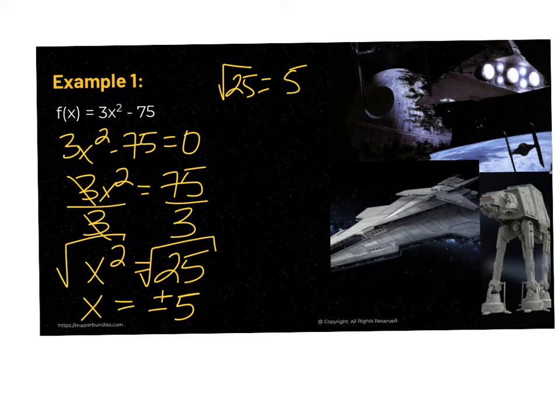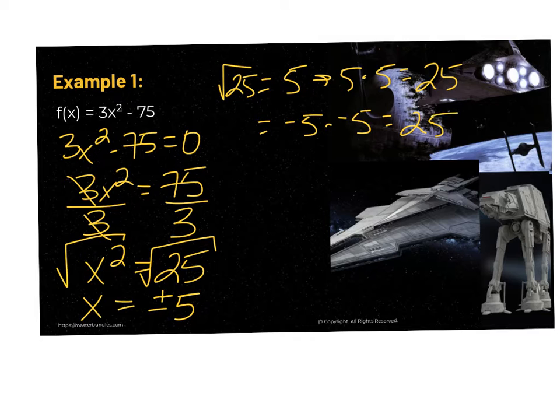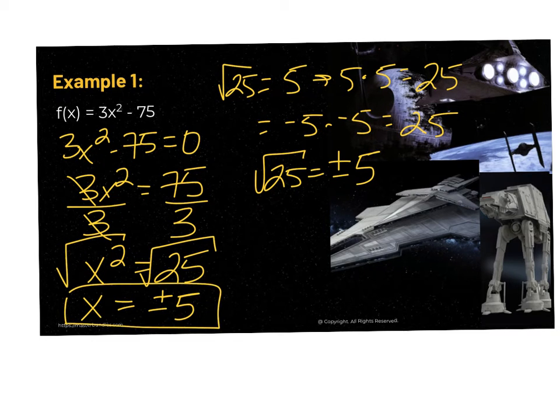Okay, it is 5 because 5 times 5 is 25, but negative 5 times negative 5 is also 25. So we say that the square root of 25 is plus or minus 5, and you can just write it like that. Or you could write x equals 5, x equals negative 5. So that's how that works.